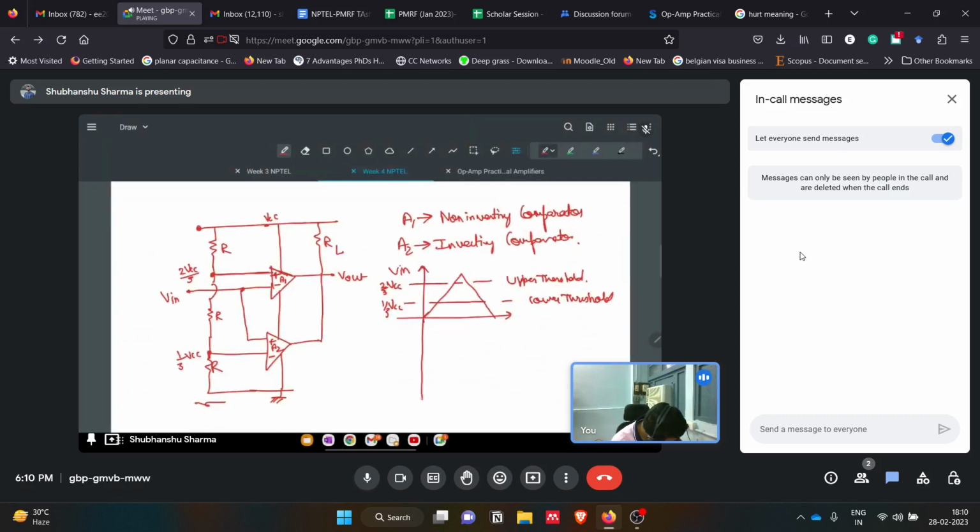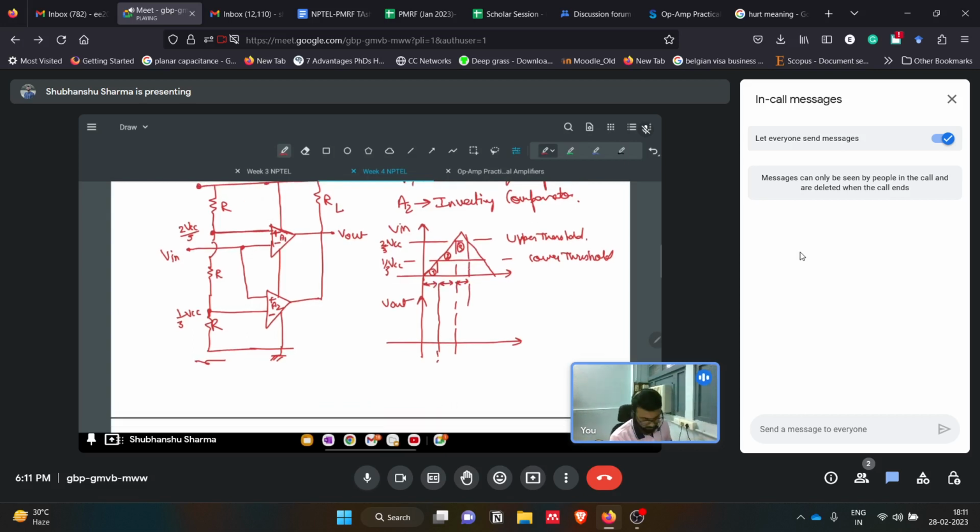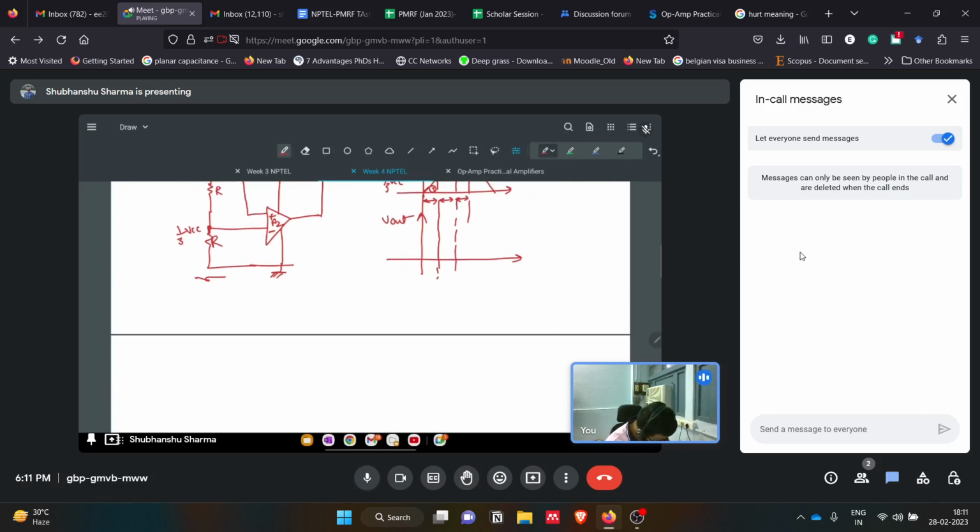If we see the output waveform, how will it be? Let's go region by region. This is region one, this is region two, then after this, this is region three. Till this is one region, this is another, this is another. So what will we observe in region one?